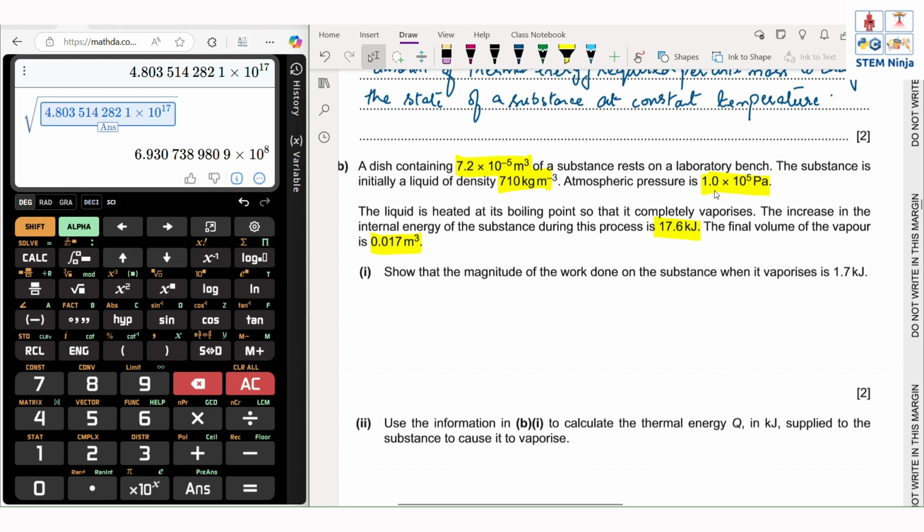Okay, so this all is happening at a constant pressure. So we can use the work done, constant pressure times change in volume. So 1.0 times 10 raised to power 5 times the change in volume, going from 7.2 times 10 raised to power minus 5. Sorry, this would be the smaller volume.